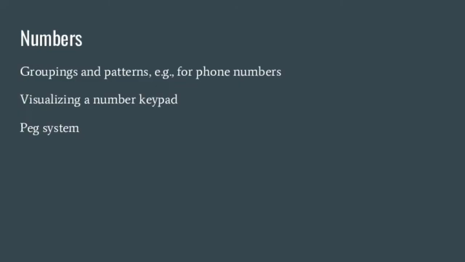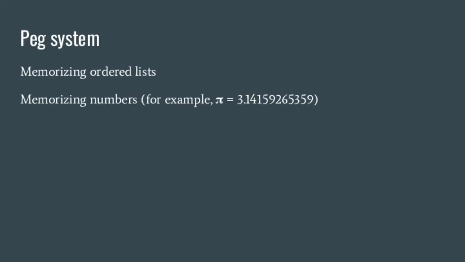Okay, the PEG system. So it might be the case that you need to memorize an ordered list of something. This is number one, this is number two, number three. It might even be the case that you have to memorize a number, like a telephone number. Maybe it's an important telephone number you have to memorize. Or let's say for some reason you're really nerdy or you're really bored and you want to memorize the value of pi to 10 digits, or some other math constant or something like that. Well, you can use the PEG system.